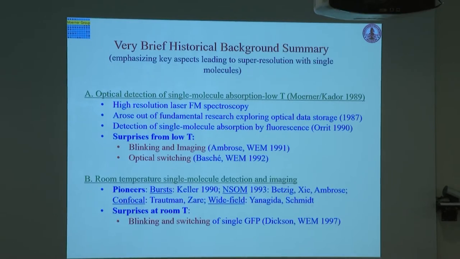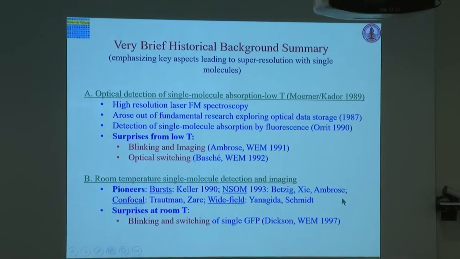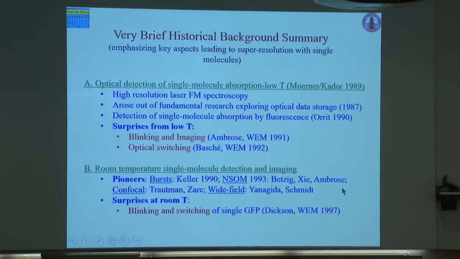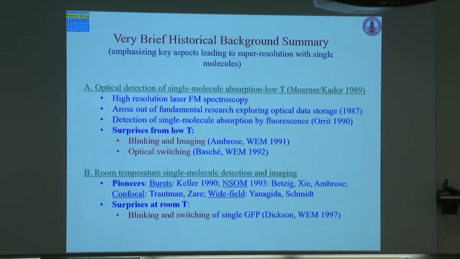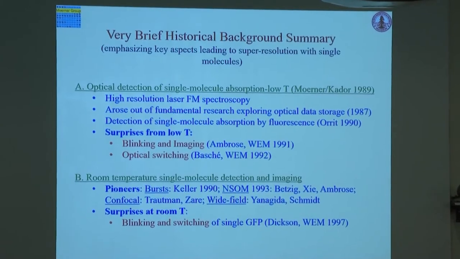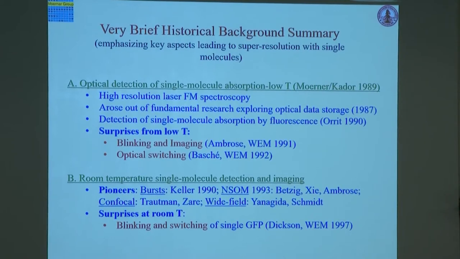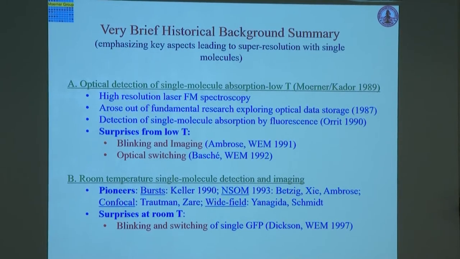Then the field moved to room temperature in the mid-90s. And a lot of people showed that you could detect single molecules even at room temperature by many different microscopic methods: near field, confocal, wide field, two photon, and so on. And so that's all wonderful. It just means you have to be more careful about lowering backgrounds because now you don't have the narrowness and the strength of the absorption that's true at low temperatures to help you. But nevertheless, surprises also appeared at room temperature.